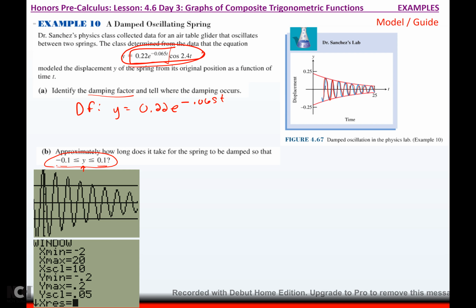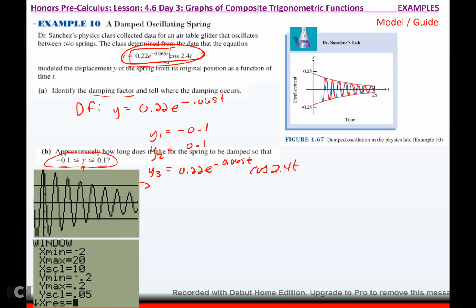What I graphed is, for y1, I typed negative 0.1. For y2, I typed in positive 0.1. And for y3, I typed in 0.22 e to the negative 0.065t cosine 2.4t. So that's what I typed in to get these pictures. So here's my positive 0.1 line, and here's my negative 0.1 line. And what I want to know is when is the wave in between those two horizontal lines.